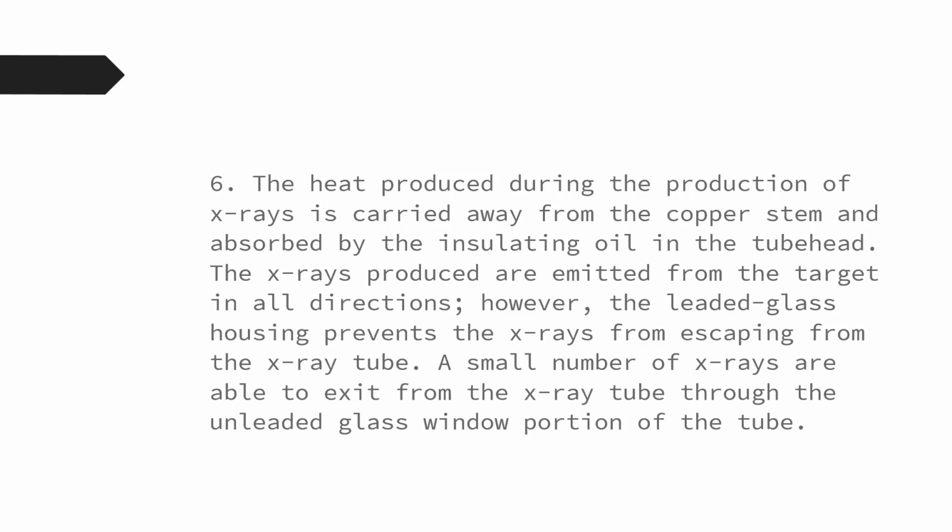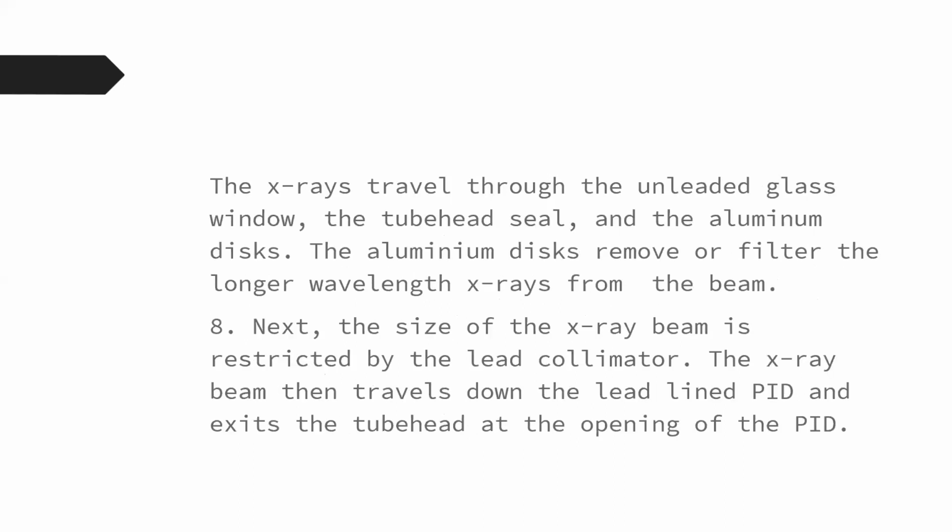Now, the heat produced during the production of the X-rays is carried away, as I mentioned, and the X-rays produced are emitted from the target in all directions. They're just bouncing all over there, right? However, we have the leaded glass housing, which prevents the X-rays from escaping the X-ray tube, and a small number of X-rays are able to exit from the X-ray tube through the unleaded glass portion of the tube. So they travel through the unleaded glass window, the tube head seal, and the aluminum disc, and we know that the disc filters the longer wavelengths, right?